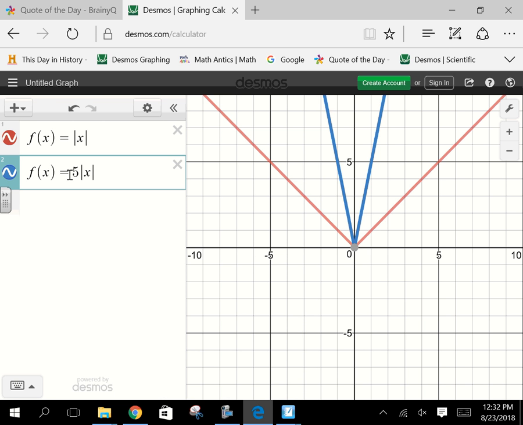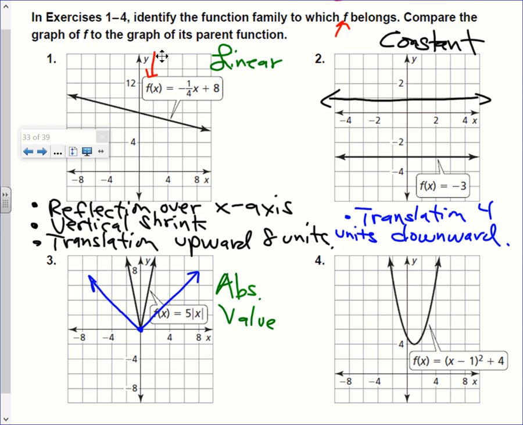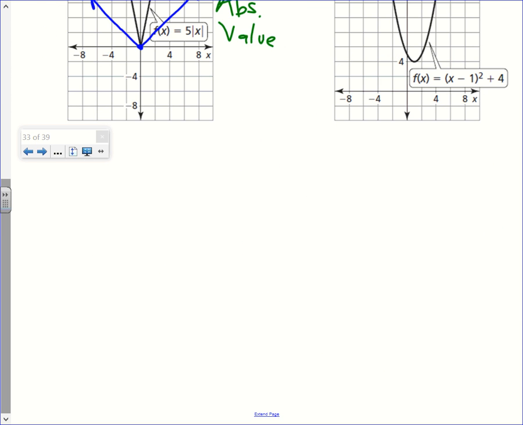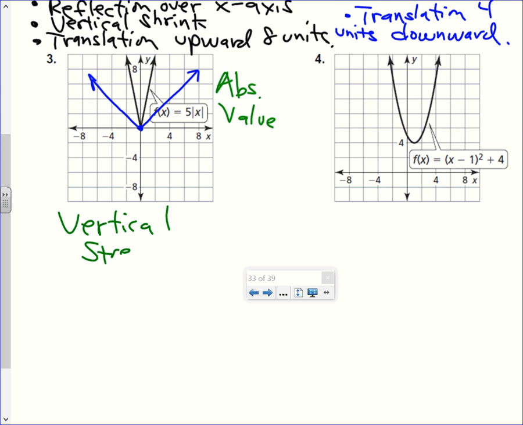All right, so let's go ahead and describe this puppy. So what took place? We got a vertical stretch. Go and write that down. Vertical stretch. Remember, there's only 4 to choose from. It's either reflection, translation, vertical stretch, or vertical shrink.